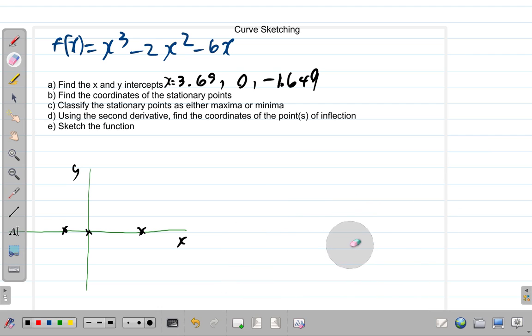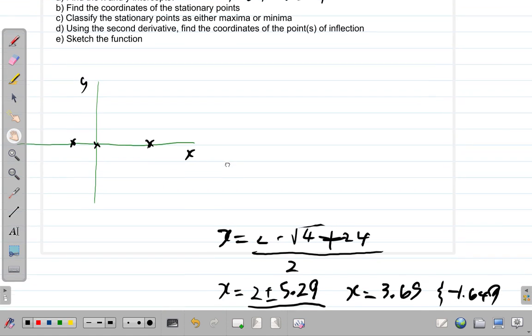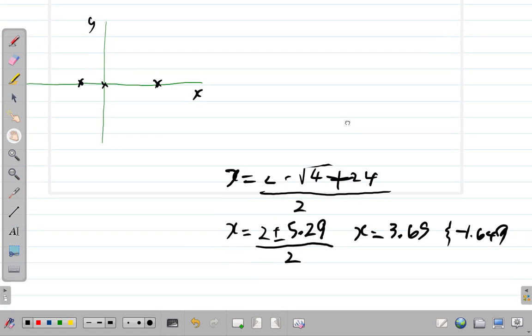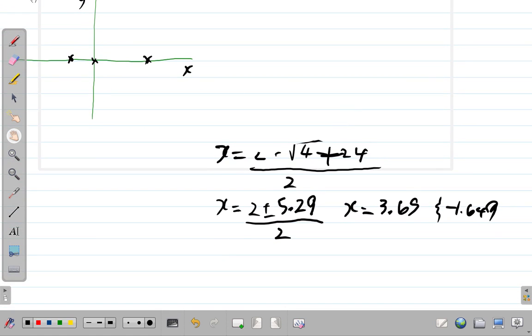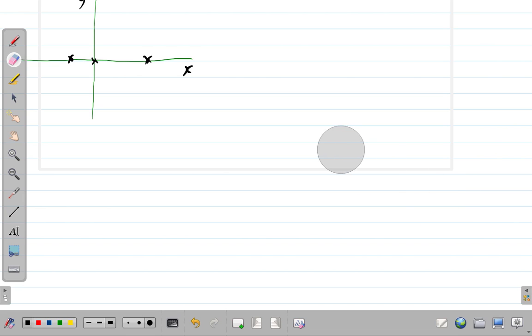Now, the stationary points. First of all, before we look at stationary points, there are two ways that this curve might be shaped, because it's a cubic curve, right? It could be shaped like this, or it could be shaped like this. Alright?